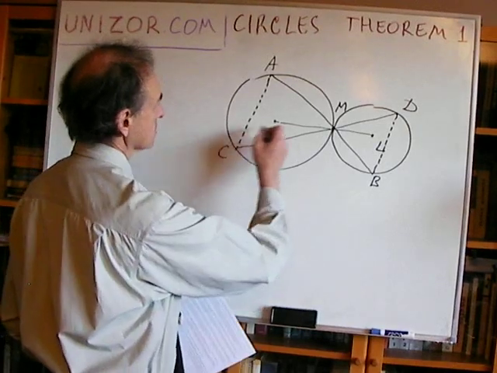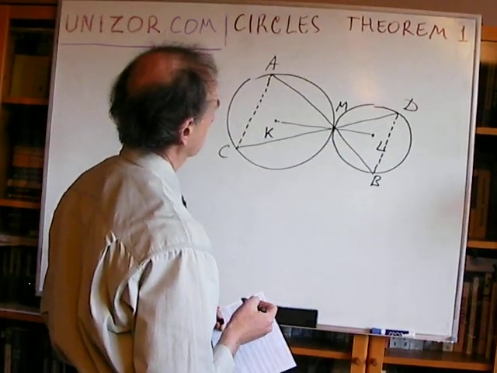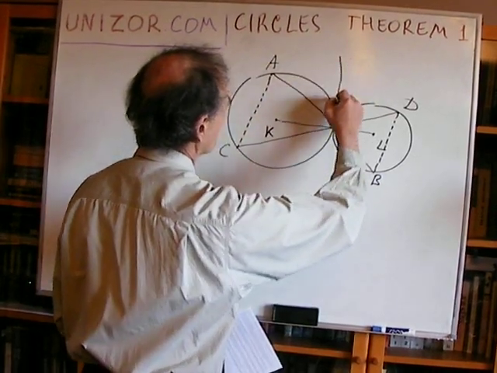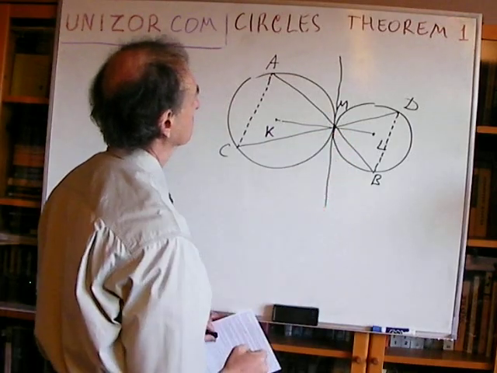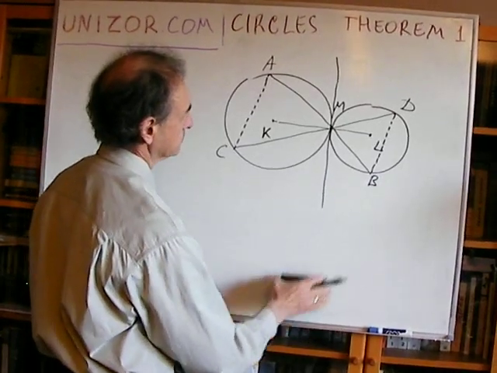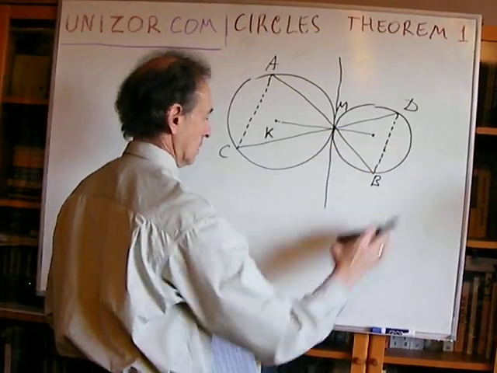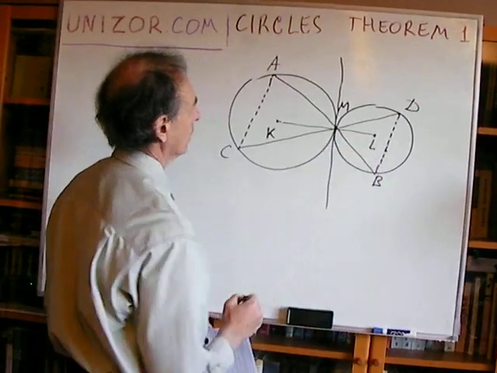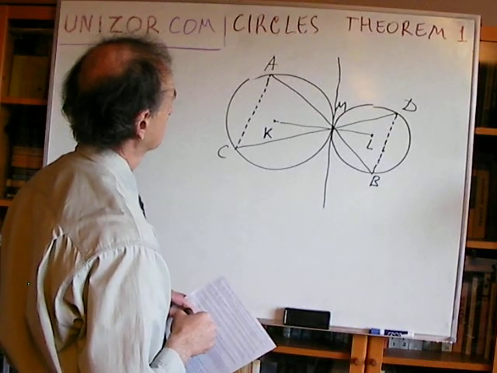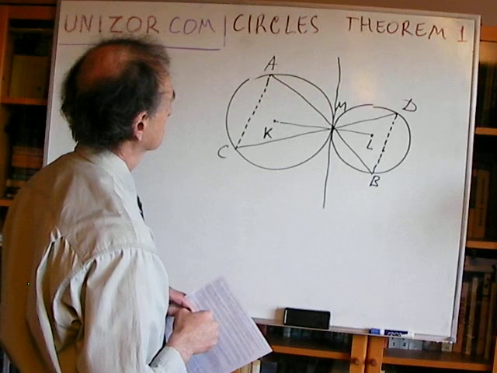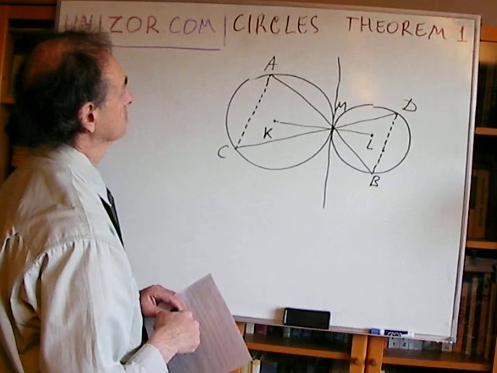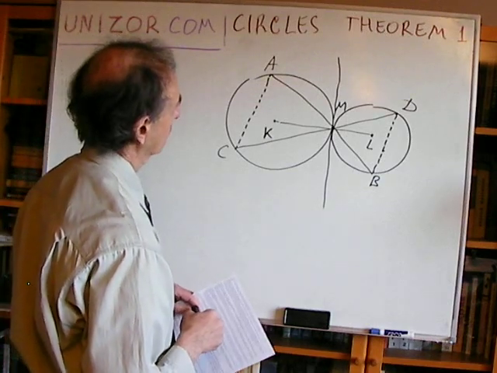Well, since this is the point of tangency, we can always consider the tangent line, which is common for both, and it's perpendicular to the center line. So let's call it L. Okay. Now, can we prove that?